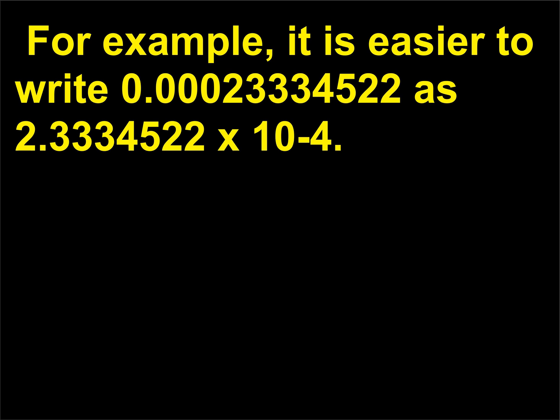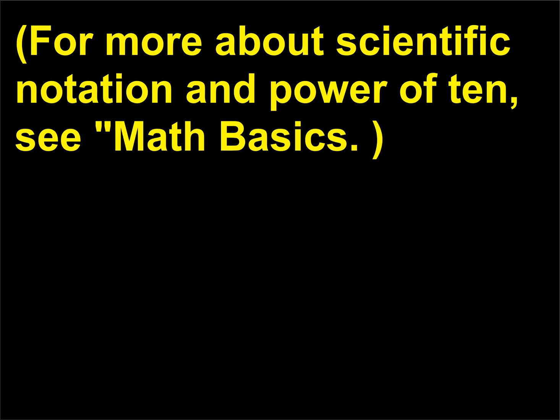For example, it is easier to write 0.0002333452 as 2.333452 x 10 to the power of negative 4. For more about scientific notation and power of 10, see Math Basics.